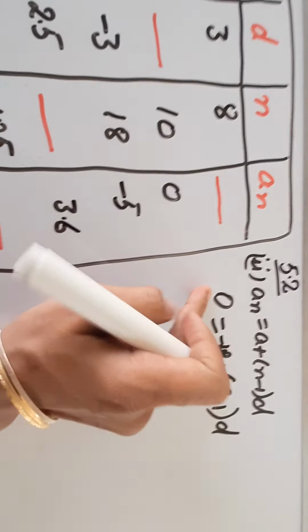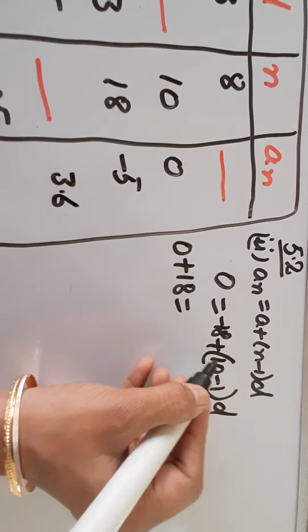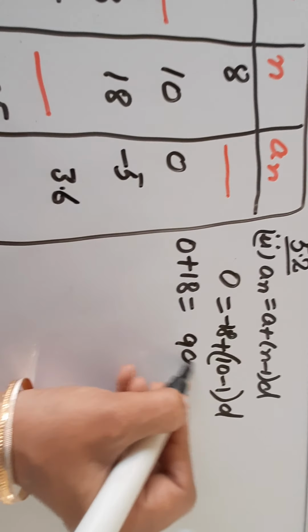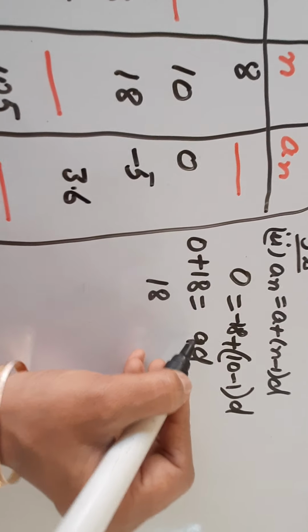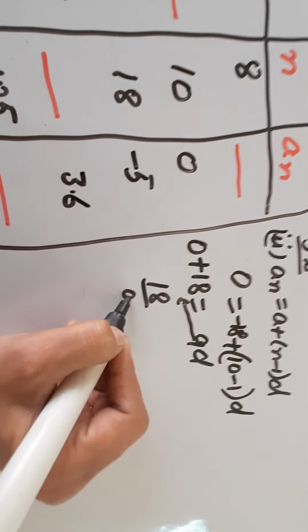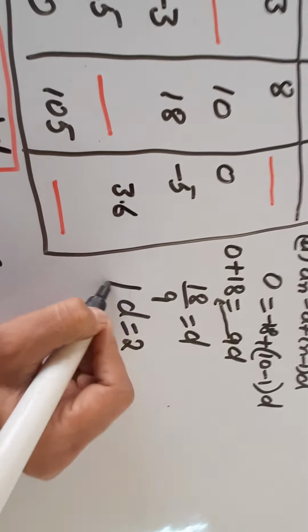We'll take minus 18 to the right hand side. 0 plus 18, the sign will be changed. 10 minus 1 is 9d. So 0 plus 18 is 18, and it is multiplying. When it goes to the other side, it will get divided. So d will be, how much will it come, 9 2s are 18.